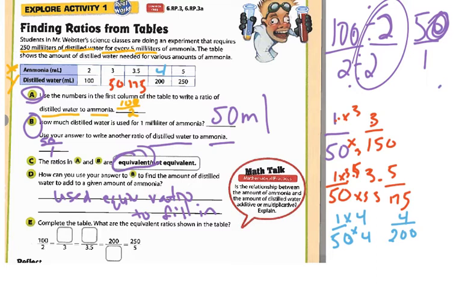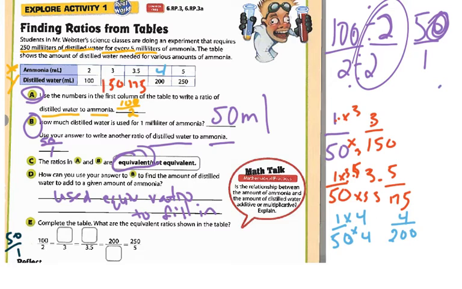So what they're doing here, it's just the same ratios from your table, but instead of it being ammonia to distilled water, now it is distilled water to ammonia. Okay, so you're still comparing the same things. You're just reversing the order that you're comparing them in. Okay, so we have 100 over 2. That's still a ratio of 50 over 1, right?